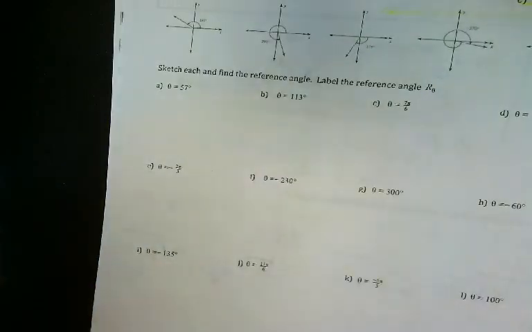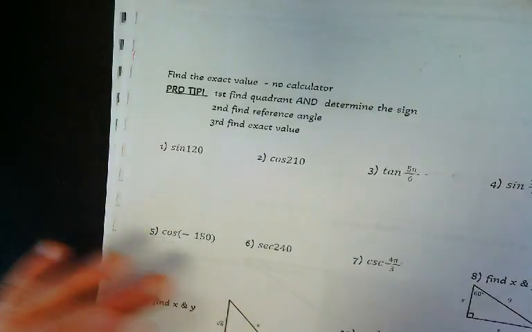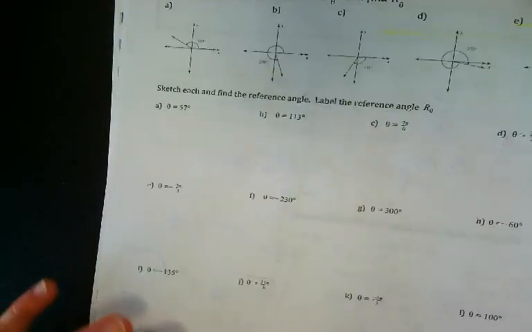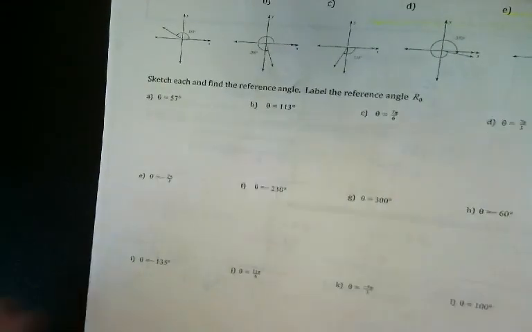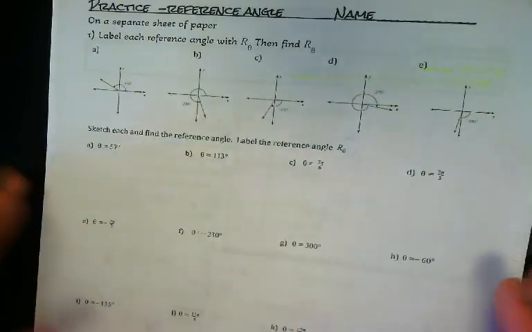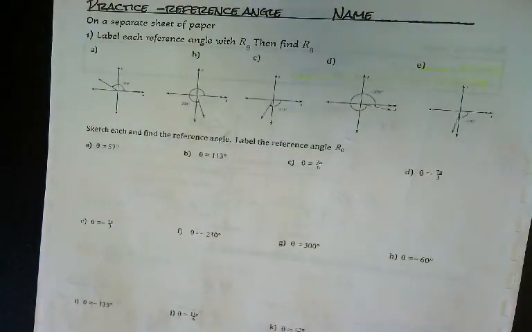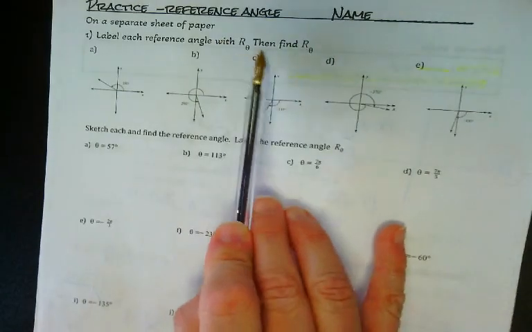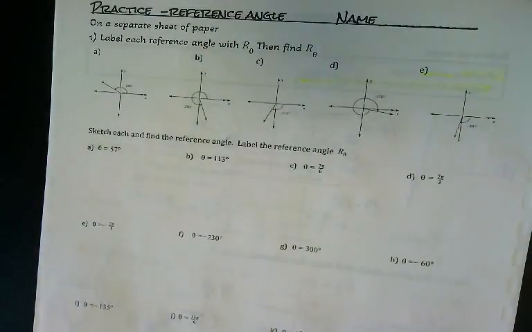All right, I'm going to let your brain rest for a second. Flip the page. I'll give you a few minutes to get started on this. We're going to do it right on here. I'm just going to walk around and grab these again. Label each reference angle with r theta and then find r theta. So remember, you're looking to see how far you are from the x-axis.